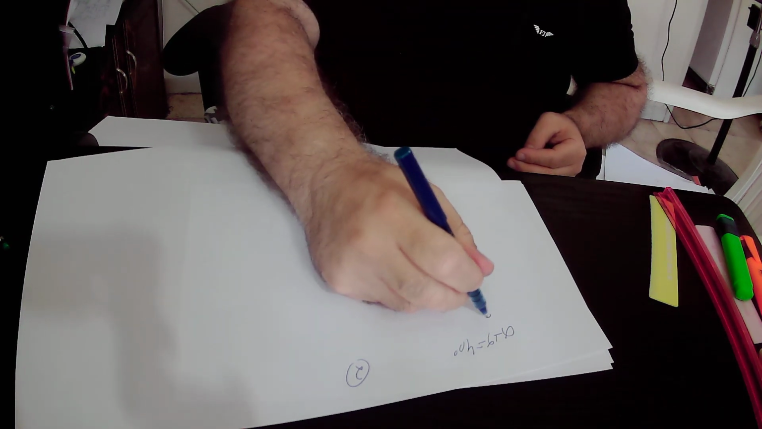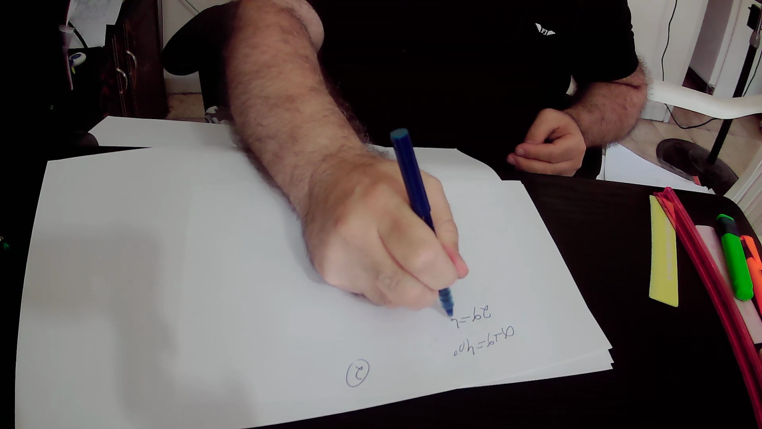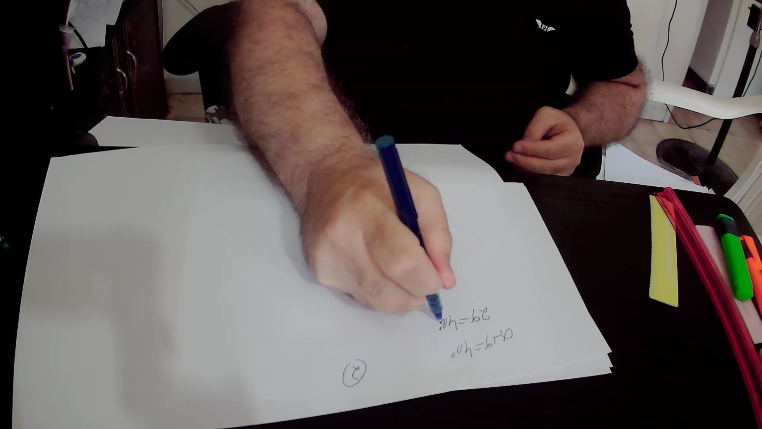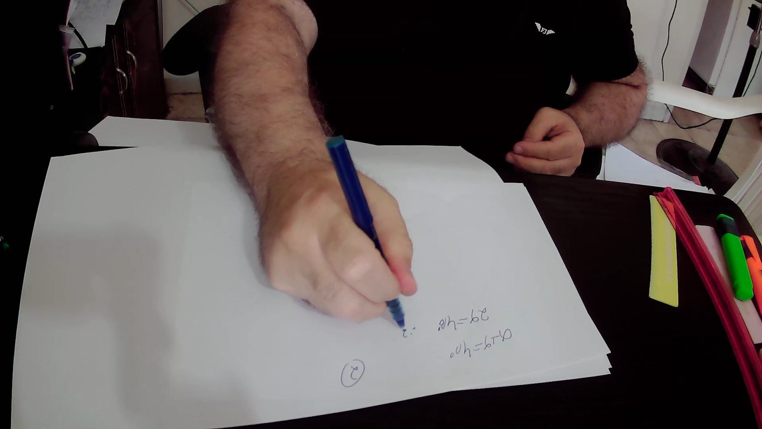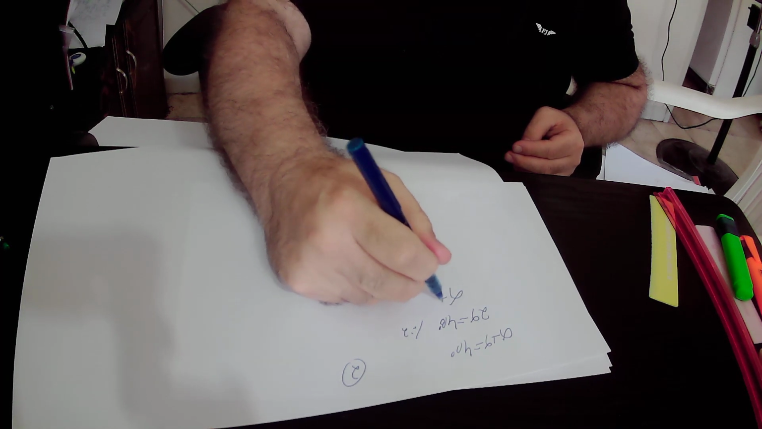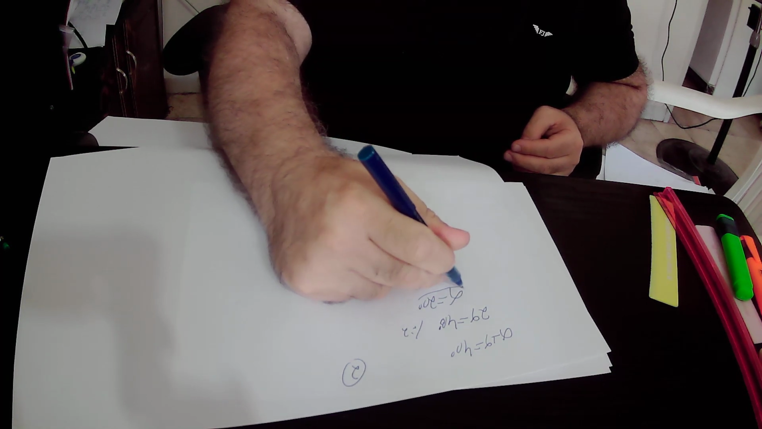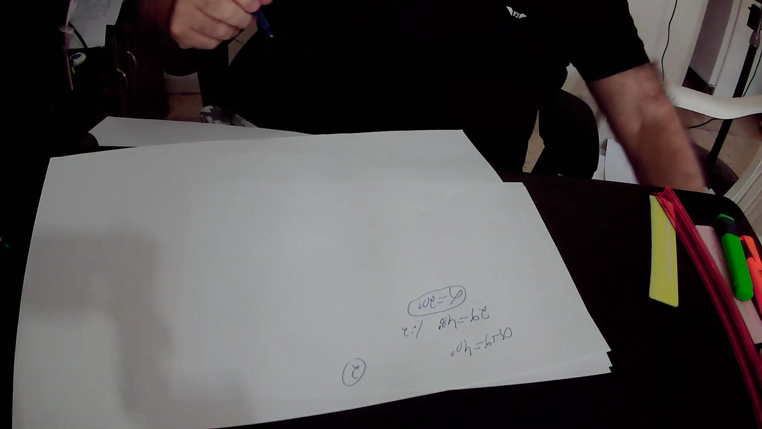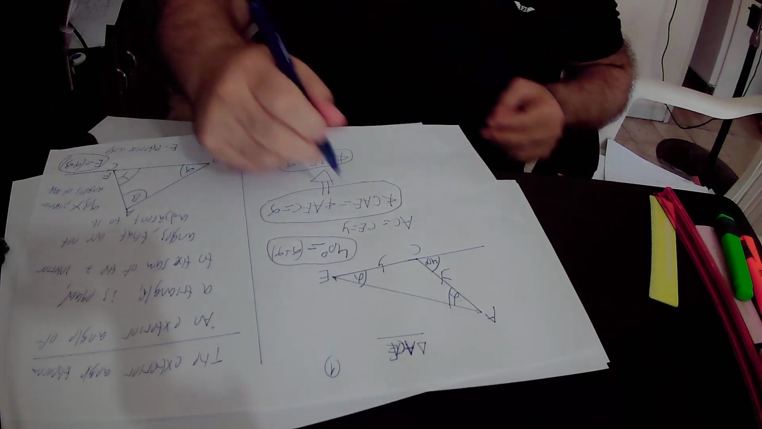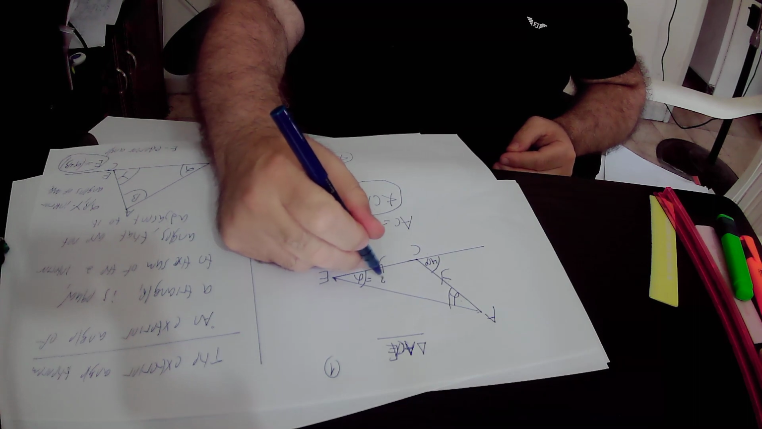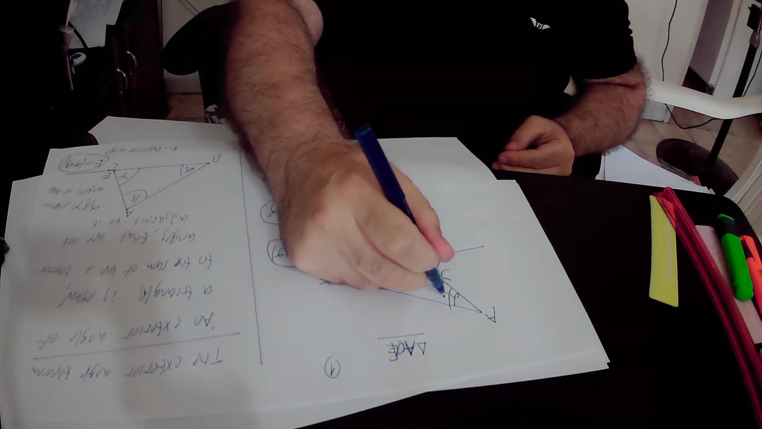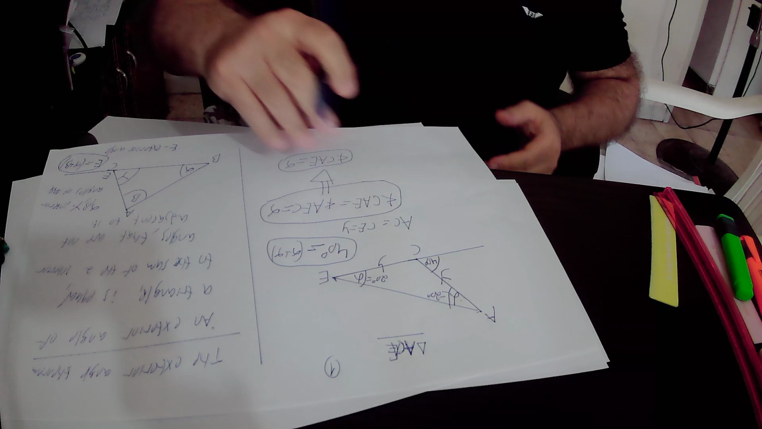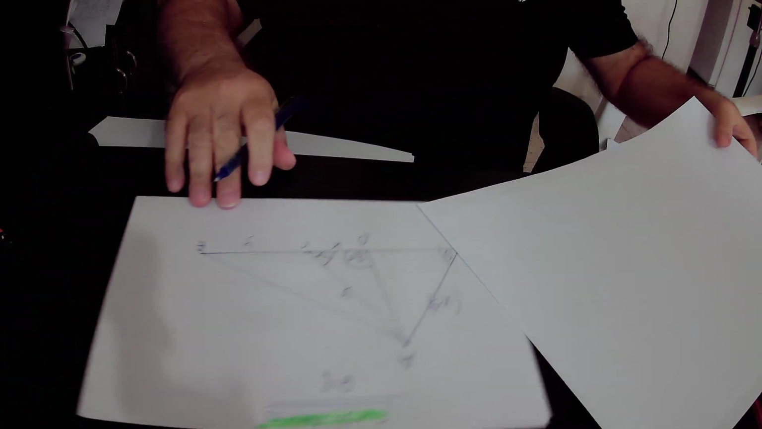Alpha plus alpha is 2 alpha. 2 alpha equals 40 degrees. Here we'll divide this equation by 2 and we'll get that alpha equals 20 degrees. So this angle alpha equals 20 degrees. We can write down here that angle alpha equals 20 degrees.